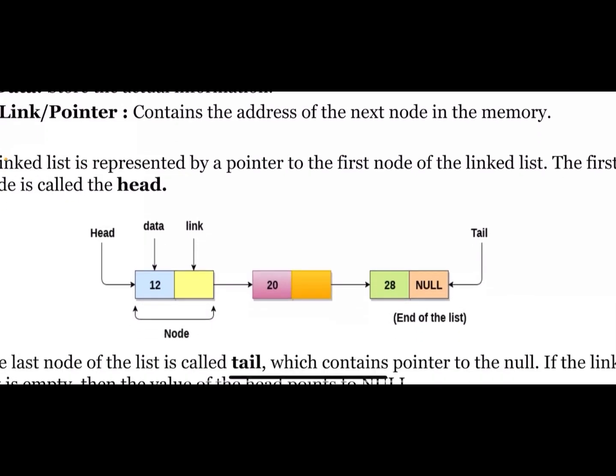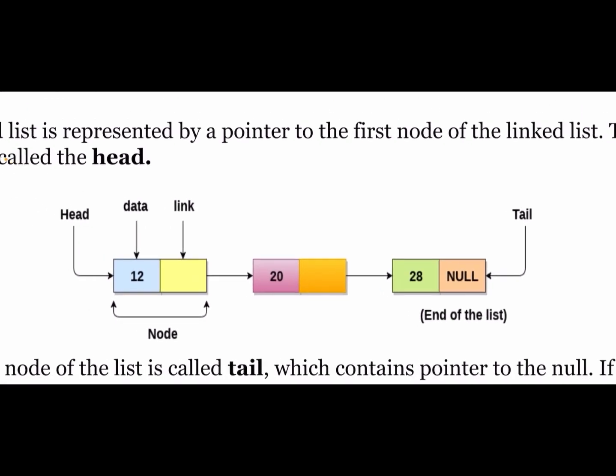Here is an example. The first node is head node, which contains two parts, data and link part. Data part contains the value of 12 and the link part contains the address of the second node, which means second node is in the location of 2000, then the link part contains 2000, which means the address of second node. And the second node has two parts, data part and link part. Data part contains the value of 20 and the second part, link part, contains the address of the third node.